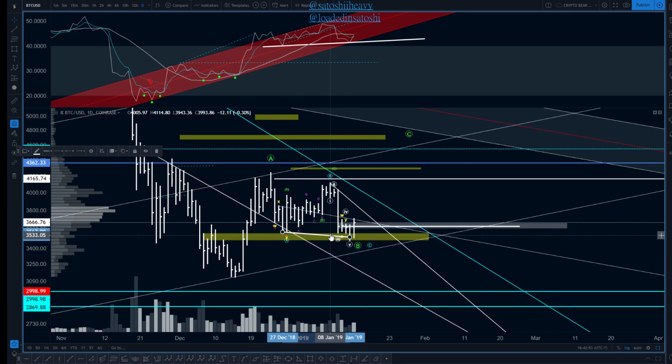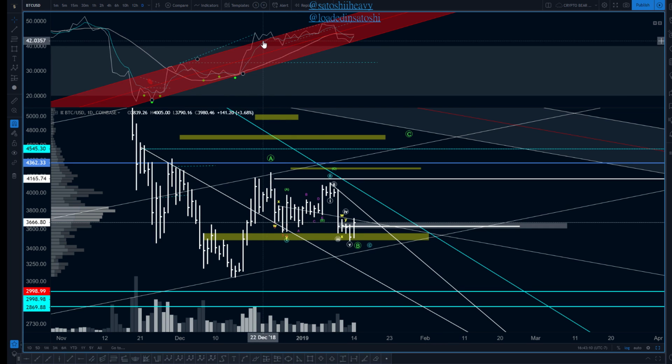So this does work. It's very valid for an ABC. You look for the B to catch a divergence somewhere off this middle section, and we did. We caught it here. We caught a hidden bullish divergence. So this is very valid for ABC.